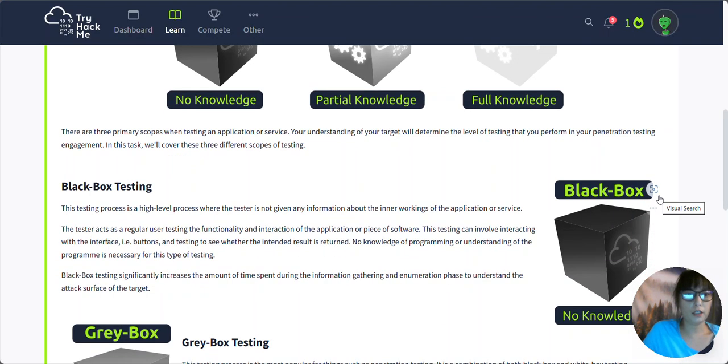Black box testing process is a high-level process where the tester is not given any information about the inner workings of the application or service. The tester acts as a regular user testing the functionality and interaction of the application or a piece of software. This testing can involve interacting with the interface, i.e. buttons, and testing to see whether the intended result is returned. No knowledge of programming or understanding of the program is necessary for this type of testing. Black box testing significantly increases the amount of time spent during the information gathering and enumeration phase to understand the attack surface of the target.